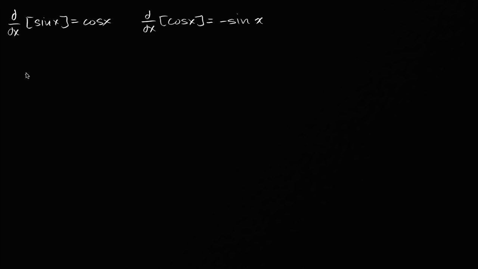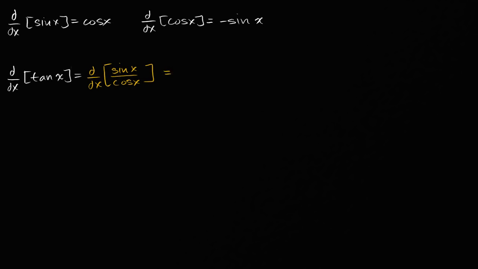So in particular, let's first figure out the derivative with respect to x of tangent of x. Well, this is the same thing as trying to find the derivative with respect to x of, well, tangent of x is just sine of x over cosine of x. And since it can be expressed as the quotient of two functions, we can apply the quotient rule here to figure out what this is going to be.